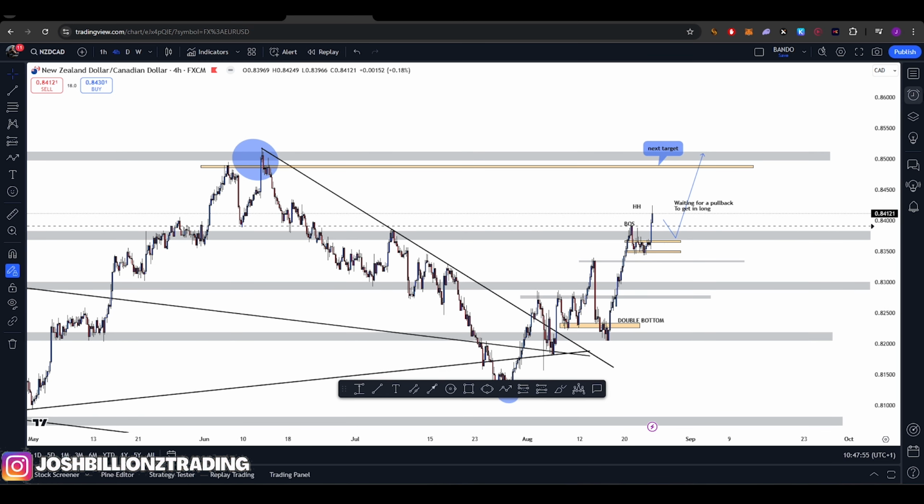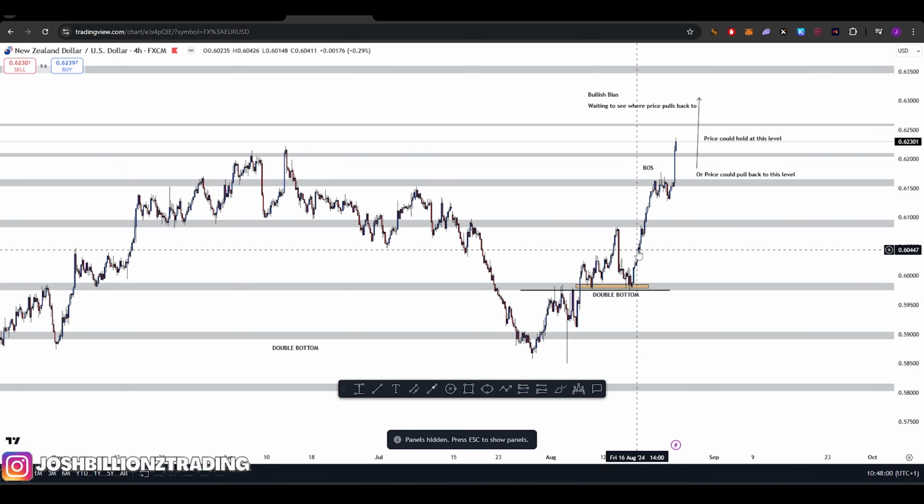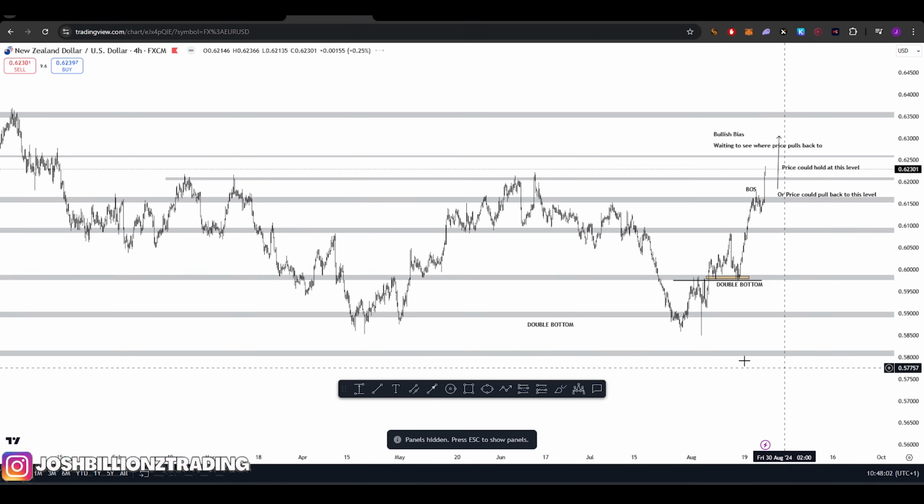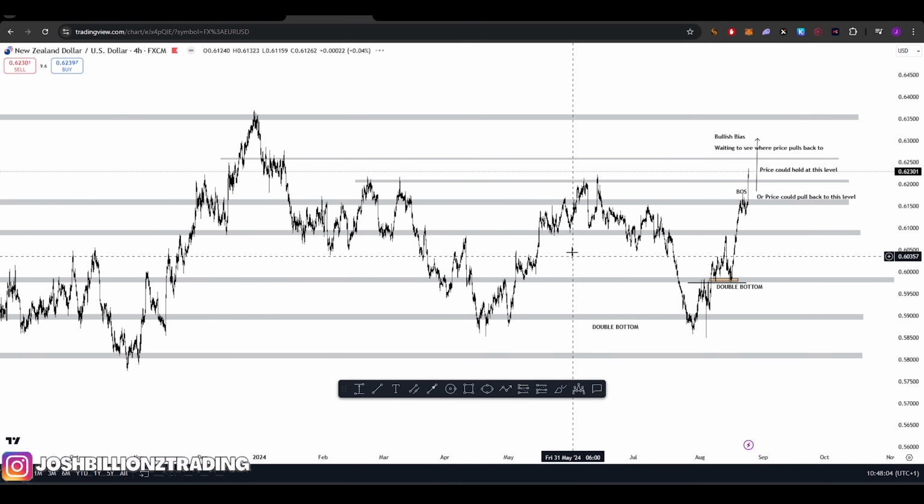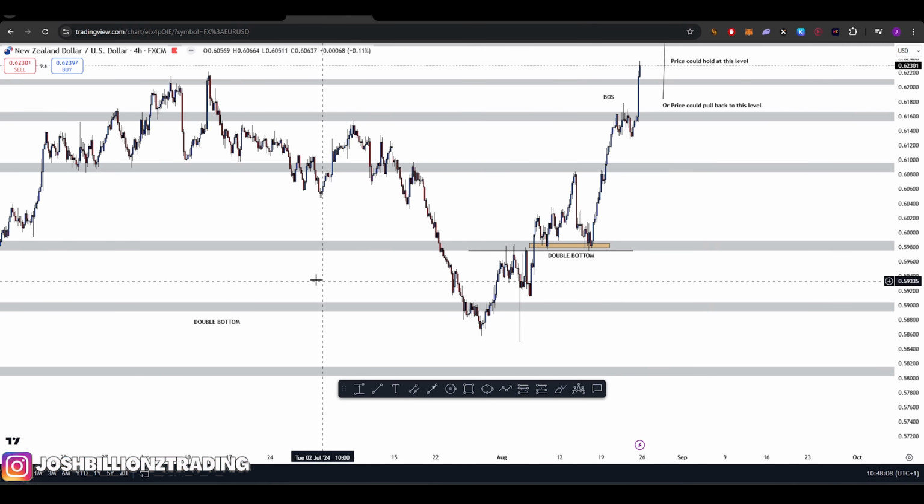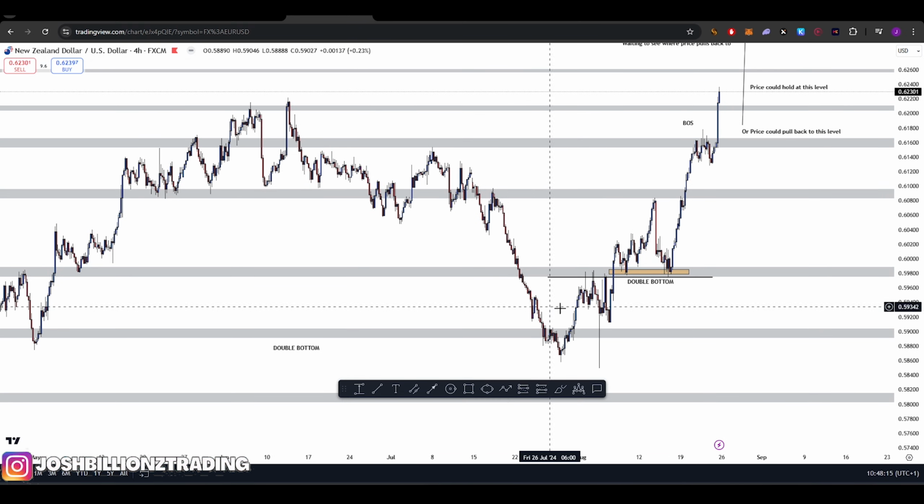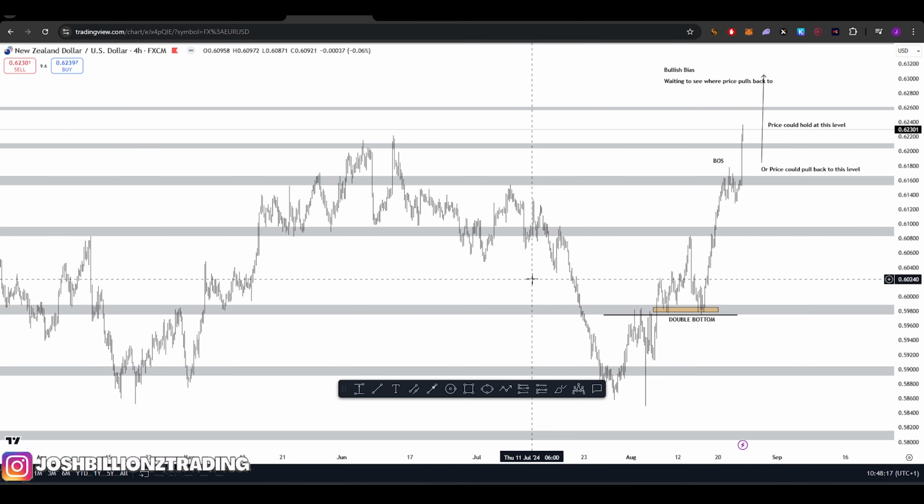But yeah, that's New Zealand Canadian dollar. New Zealand US dollar is not too dissimilar from that. If you zoom out, price has made a double bottom at this level. We failed to break below these structure lows here, came here, whipped the lows, created a double bottom, and from there, that's when the market structure changed.